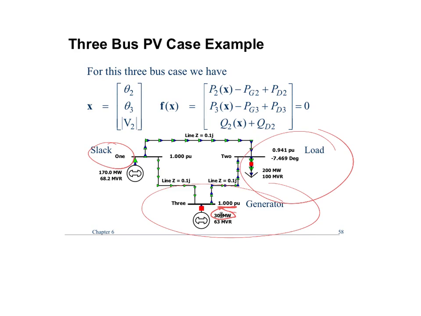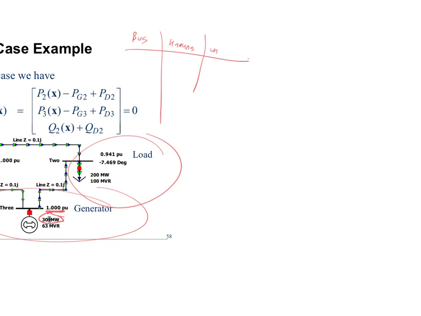So we can write, if we do it in our table, right? Remember our table? What was our table again? Bus, knowns, unknowns. Let me move this over just a little bit, give myself some room. Equations, anything else? Okay. So we have bus 1, bus 2, bus 3.